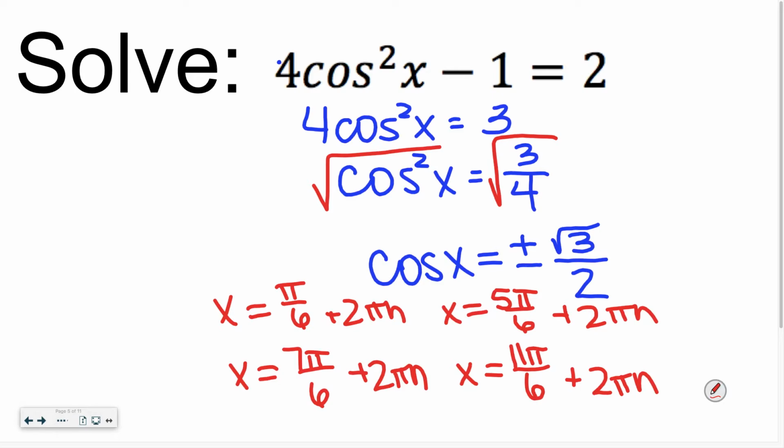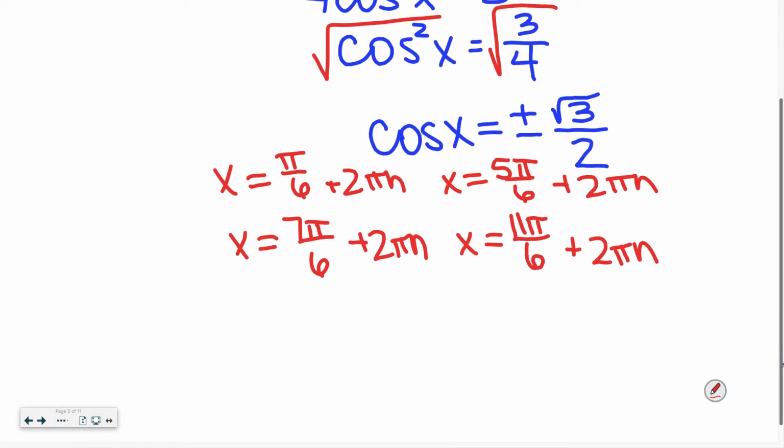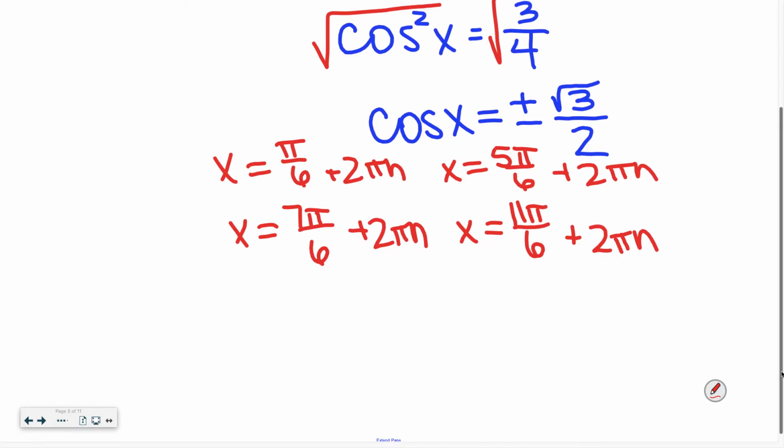Okay, now I do want you to keep in mind that the back of the book is going to condense answers as much as possible. So this is what I would really want to see, but I am going to warn you that in the back of the book, they're going to see this.